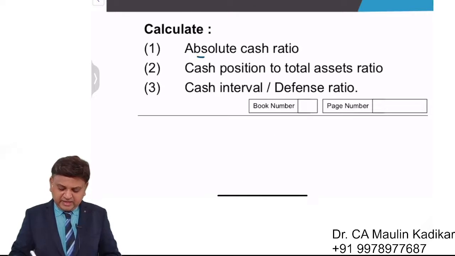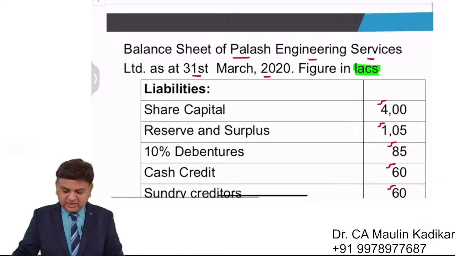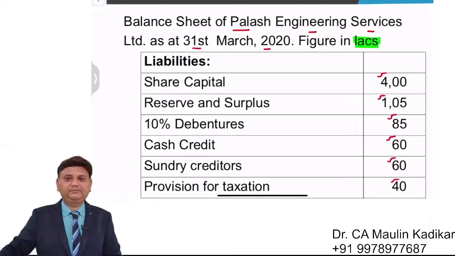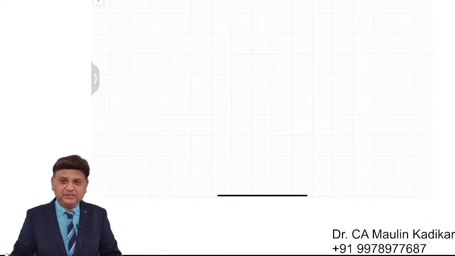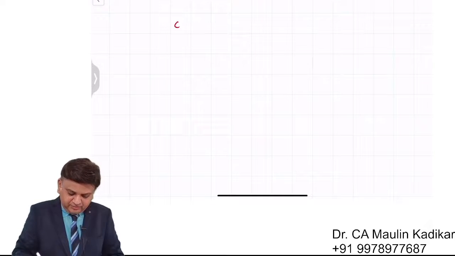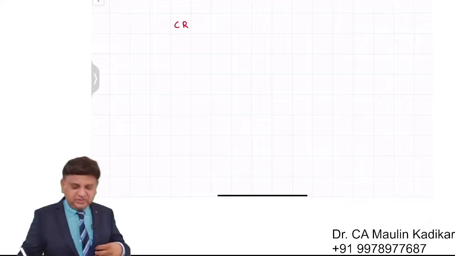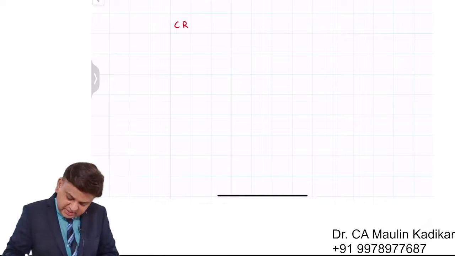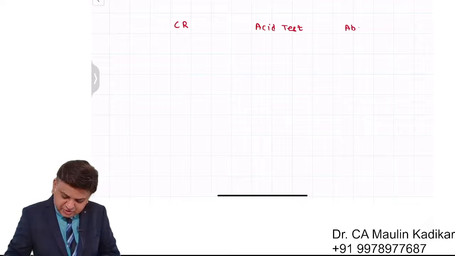You are required to calculate absolute cash ratio, cash position to total assets ratio, and cash interval, which is also given a name as defense ratio. I request all of you to go through the question, please. Let us understand how to make the calculation of the first answer. Before that, I just want to recall the current ratio calculation, then the acid test ratio calculation, and then I'll explain the absolute cash ratio.